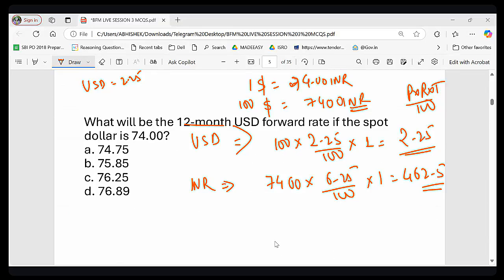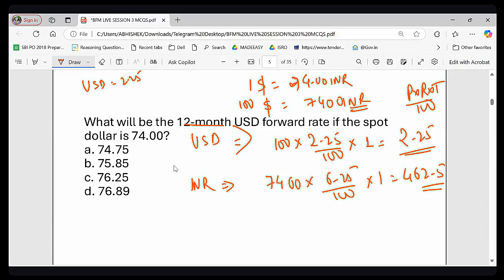Yes, exactly, good answer. The Indian rupees INR interest is higher because the interest rate for INR is higher than USD. You can clearly see that the interest rate for INR is 6.25 and the interest rate for USD is 2.25. So since the interest rate is higher, that is why the interest value is also higher.